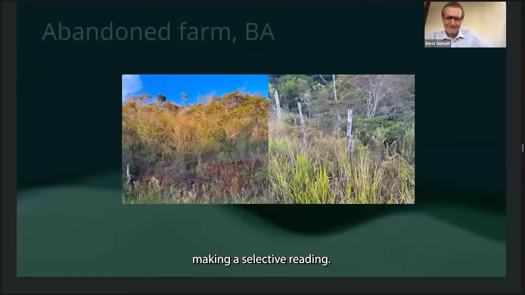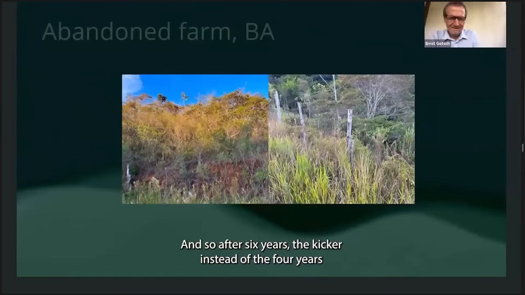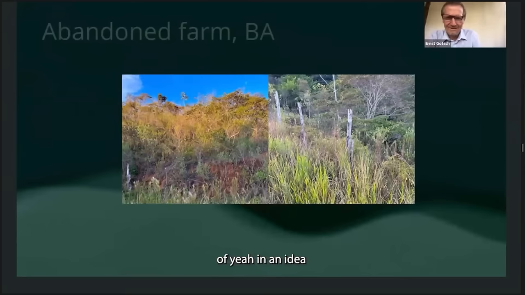Then I made selective weeding, cutting or pruning the species which were flowering or had fulfilled their function, and concentrating a little bit in the surroundings of the nests of my plants. After 4 years, the cocoa began to produce. In 10 years, as I said to you, I am privileged to have the best soil of a cocoa region in Bahia.